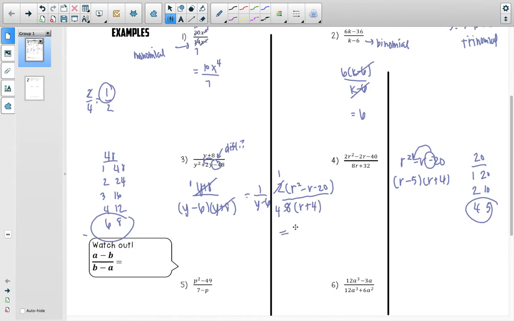So you're left with 1 is there, but I'm not going to write it. The factored version of this is r minus 5 and r plus 4. And on the bottom you have 4 and r plus 4. And the r plus 4's cancel, leaving you with this as your final answer.